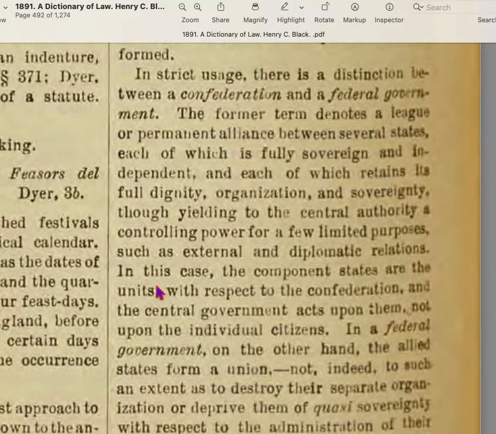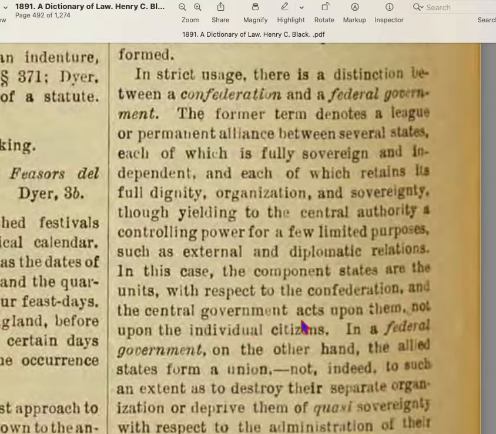In this case, the component states, and I believe they mean the independent states, are the units with respect to the Confederation. So yes, the independent states are the component states under the Confederation, which retain full sovereignty and dignity, that yields only external powers to the federal government, and that these component states allowed for federal states to be erected inside of it for the building of military posts.